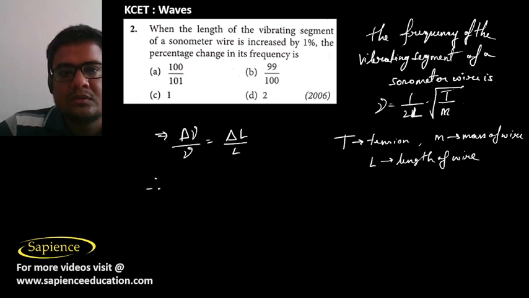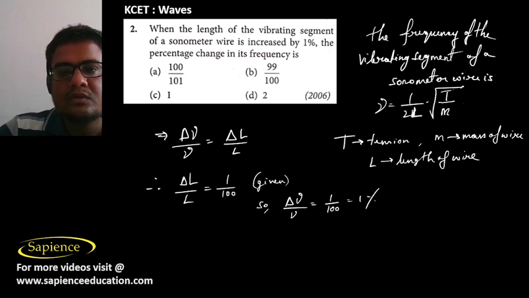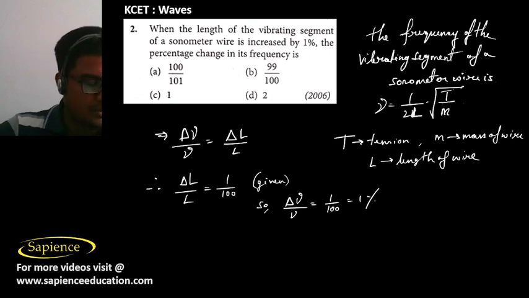Now the length is increased by 1%, so delta L by L is 1 by 100. Therefore delta nu by nu will also be equal to 1 by 100, that is 1%. So the percentage change in the frequency will also be 1%. So option C is the correct answer.